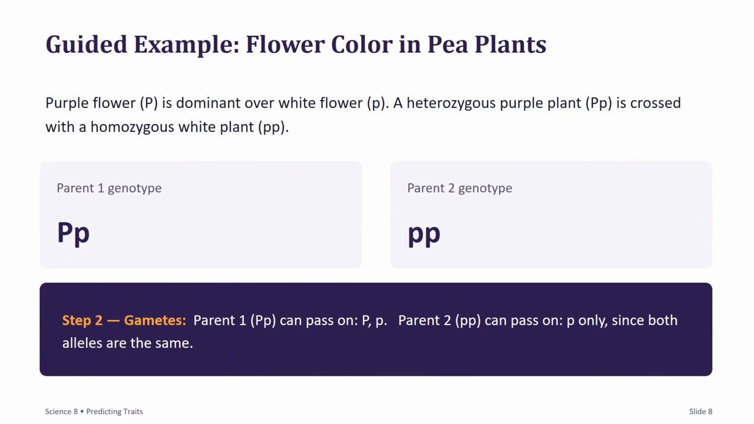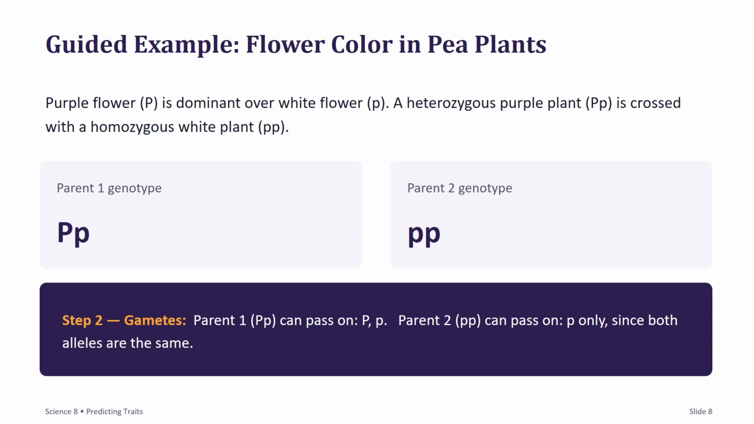Let's try our first guided example, using flower color in pea plants. Purple flower, represented by capital P, is dominant over white flower, represented by lowercase p. In this example, a heterozygous purple plant, capital P small p, is crossed with a homozygous white plant, small p small p. Parent 1's genotype is capital P small p. Parent 2's genotype is small p small p.